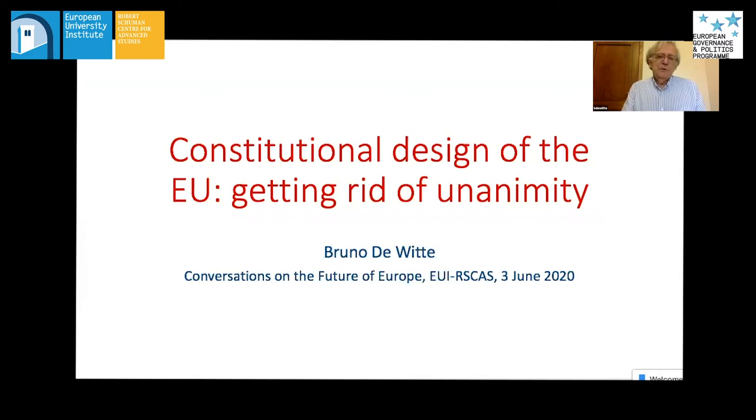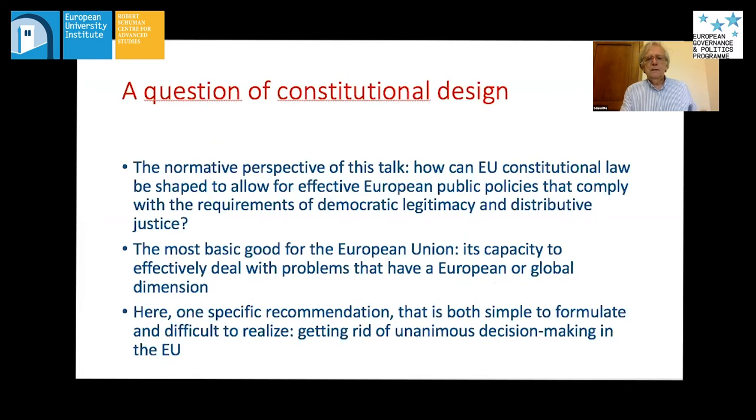So the normative perspective of my talk is the following, as on this slide: how can EU constitutional law be shaped to allow for effective European public policies that comply with the requirements of democratic legitimacy and distributive justice? Note that in my talk, the requirements of democracy and justice are like side constraints, whereas my main emphasis is on the other value, which I consider to be the most basic good for the European Union, that is its capacity to effectively act, to effectively deal with problems that have a European or global dimension.